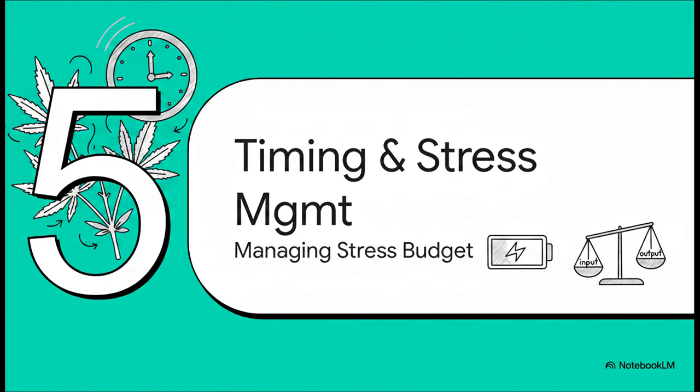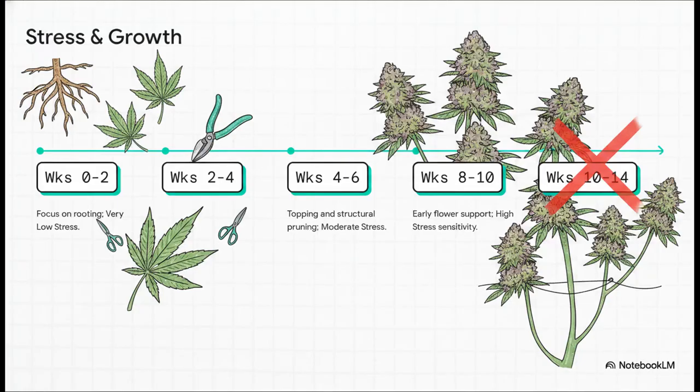Which brings us right into Section 5, Timing and Stress Management. Like we just said, knowing how to cut is pretty much useless if you don't know when to cut. Every single action costs the plant energy, so we have to carefully manage our stress budget. Let's walk through the timeline. In the first 2 to 6 weeks, the plant is in its vegetative phase, building roots and leaves. It can handle moderate to high stress, like aggressive topping.